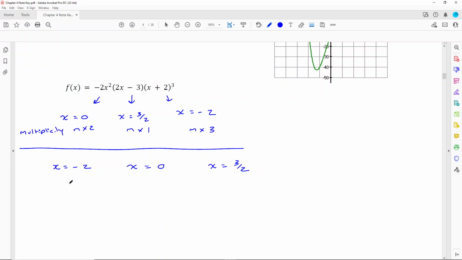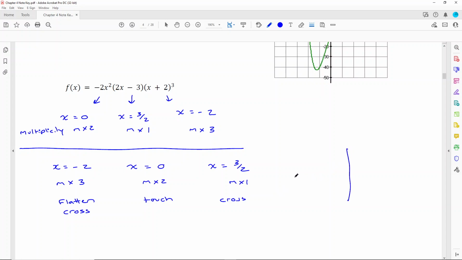So the x equals -2 had a multiplicity of 3. The x equals 0 had a multiplicity of 2. And the x equals 3 halves had a multiplicity of 1. What does that mean about the nature of my graph? Well, when the multiplicity is 3, I think of my x cubed graph, and it flattens, but also crosses through the x-axis. When x equals 0 and I have a multiplicity of 2, it's going to just touch the x-axis. Think of your y equals x squared graph. When the multiplicity is 1, I think of a line, and it just crosses through the x-axis.